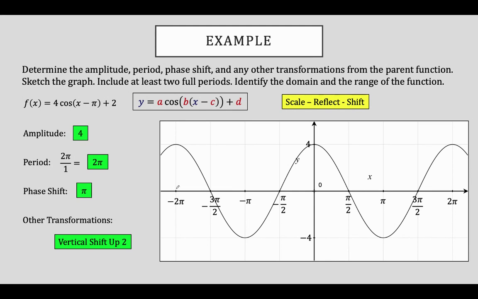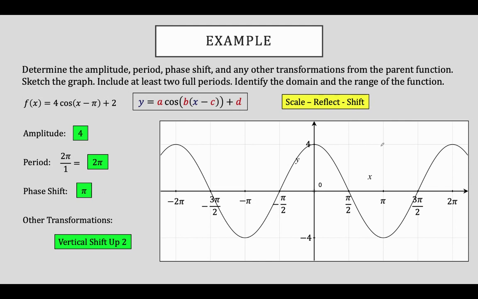Okay, we did our vertical scalings and we did our horizontal scalings. After we scale, we want to reflect. There are no reflections in this case, so we can move on to our shifts. Let's do our horizontal shift first. And again, we're just going in order a, b, c, and then d. So our phase shift is going to be pi.